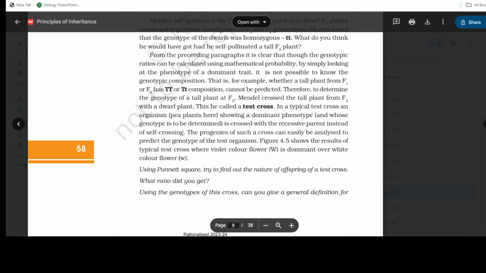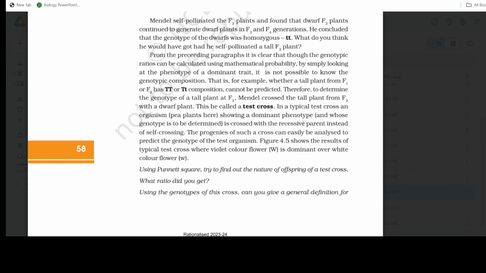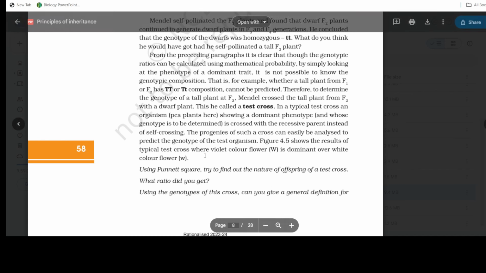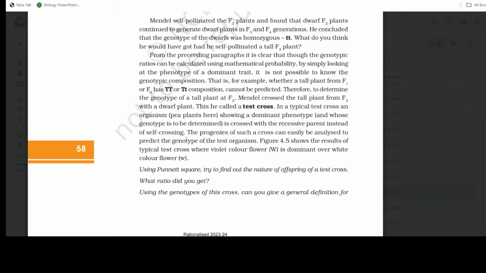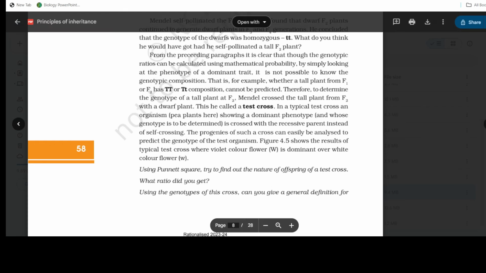You have to write the cross. In a typical test cross, an organism showing a dominant phenotype is crossed with a recessive parent instead of self-crossing. Usually in the F2 generation, we self-cross it. To know if the offspring obtained is homozygous or heterozygous, we can cross it with the homozygous recessive parent. That's how the test cross is conducted.